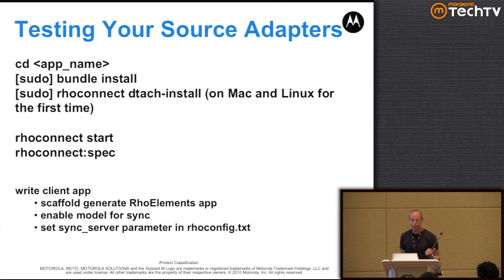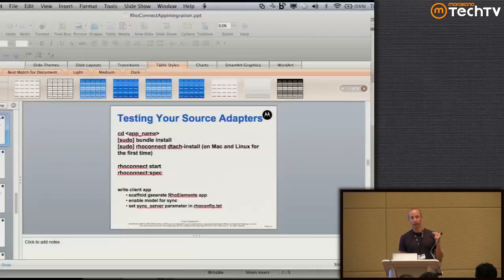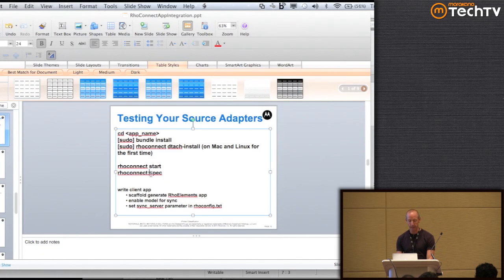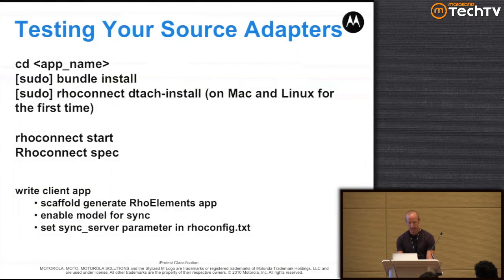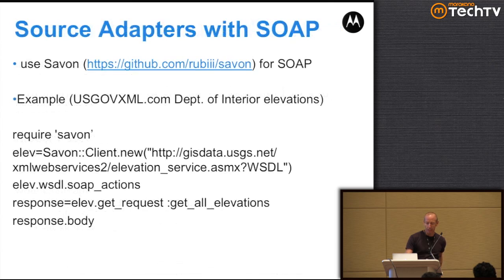So testing your source adapters, we showed this. I did rake RhoConnect start, but we now have the ability to do things with these simpler commands as well. I just have these old instincts where I like to use rake, and I think that way. But you can also say RhoConnect start, RhoConnect spec, RhoConnect detach install if you're bundling up your app. You saw that we scaffold generated the RhoElements app. We enabled the model for sync. We set the sync server parameter in RhoConfig.txt.